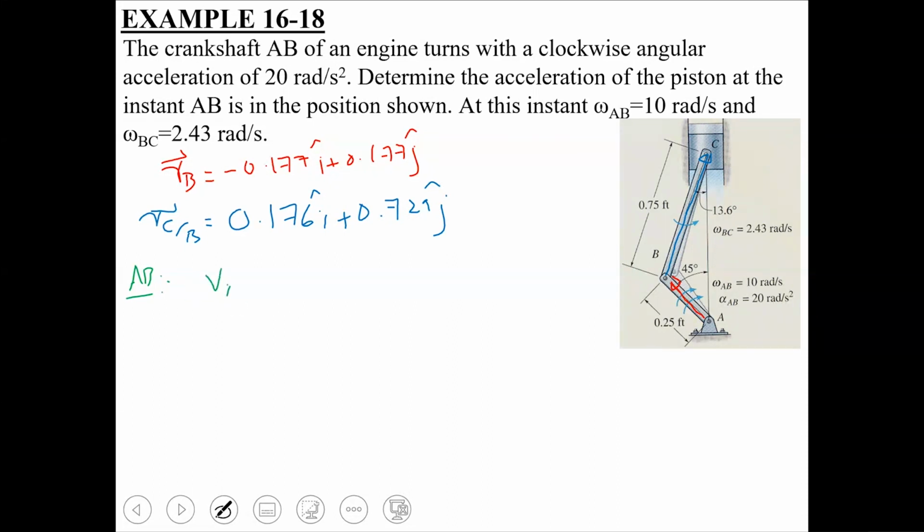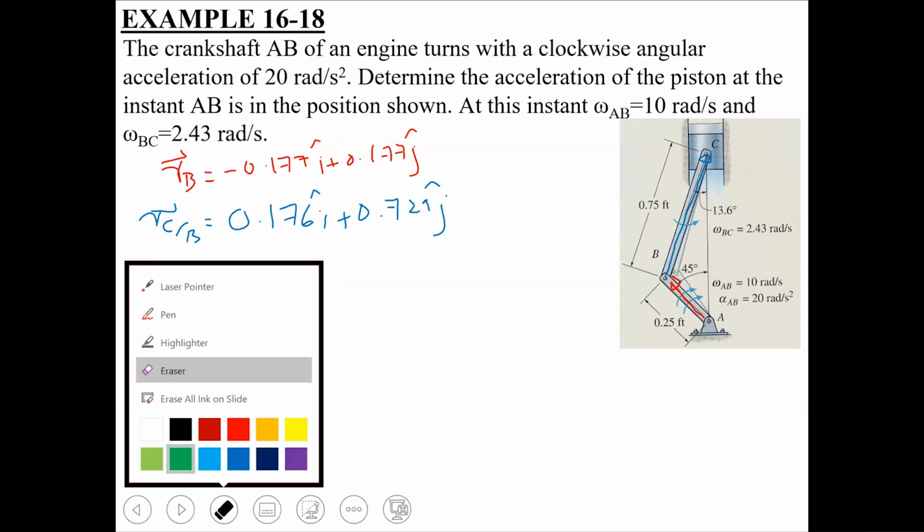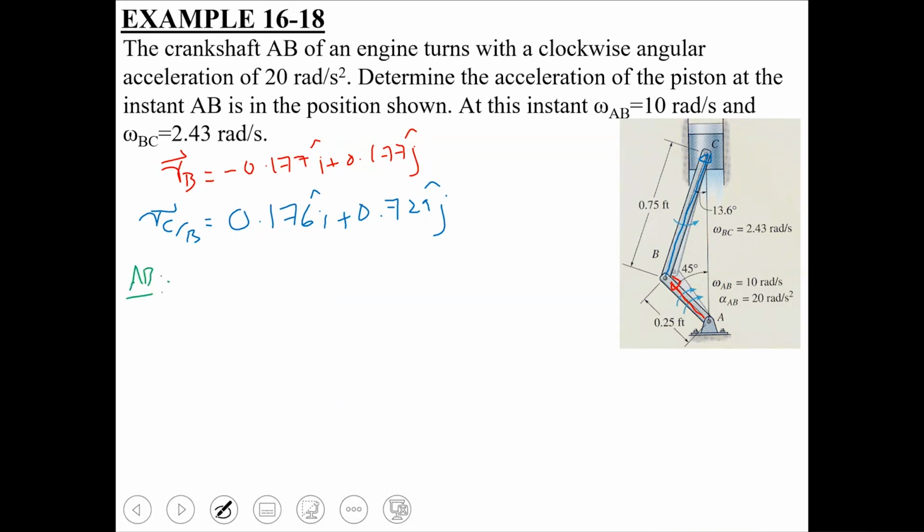So what should be the velocity, what should be the acceleration of B? Omega cross R plus... we are talking about acceleration. Alpha cross R. Where did omega come from in acceleration? Alpha cross R minus omega square R. So the acceleration of B is going to be alpha cross R minus omega square R, where alpha is alpha AB, omega is omega AB, and the position vector is the absolute position of B with respect to A.